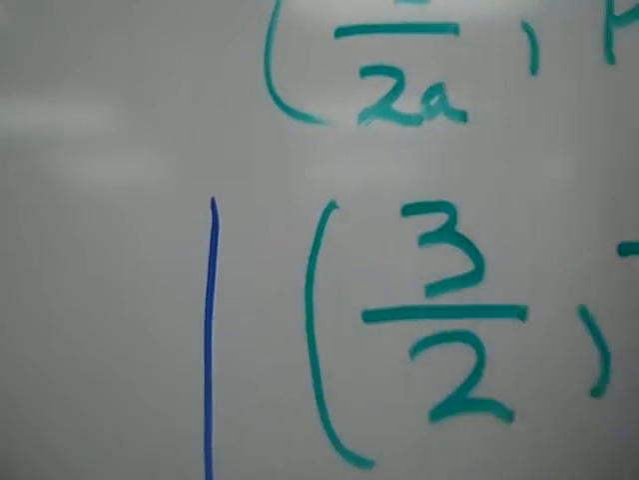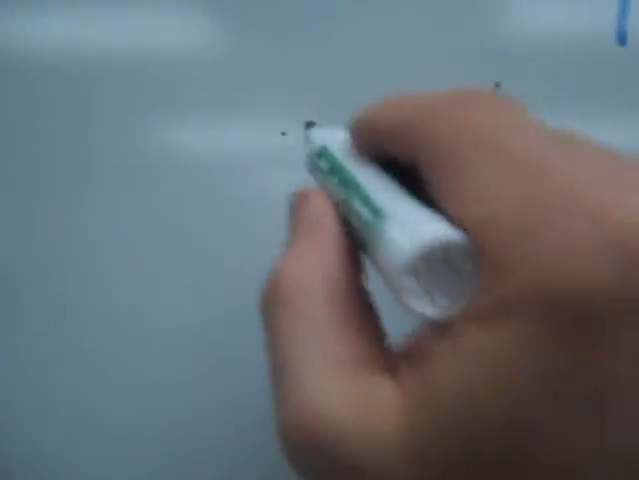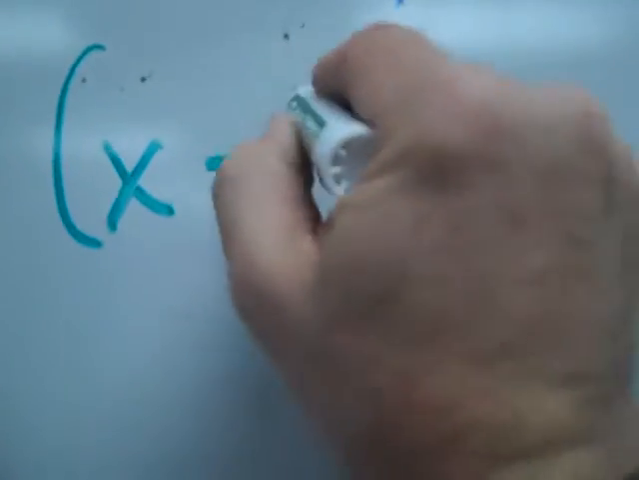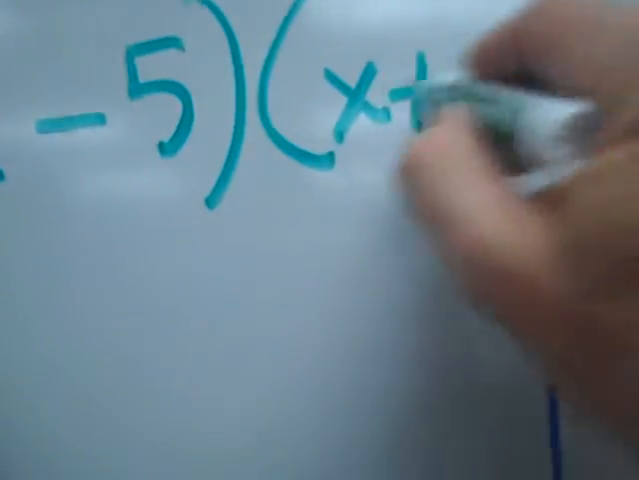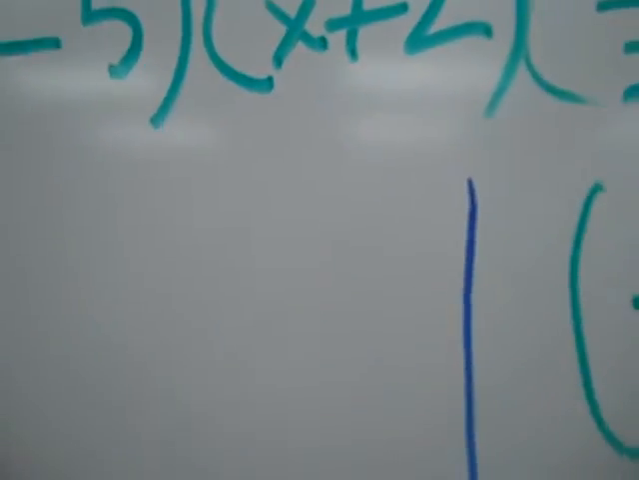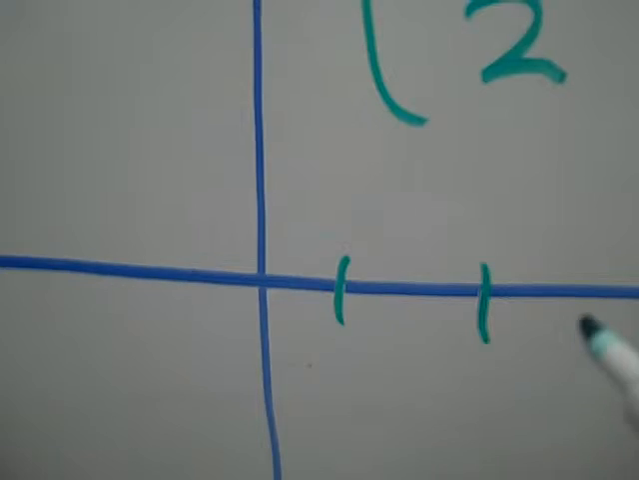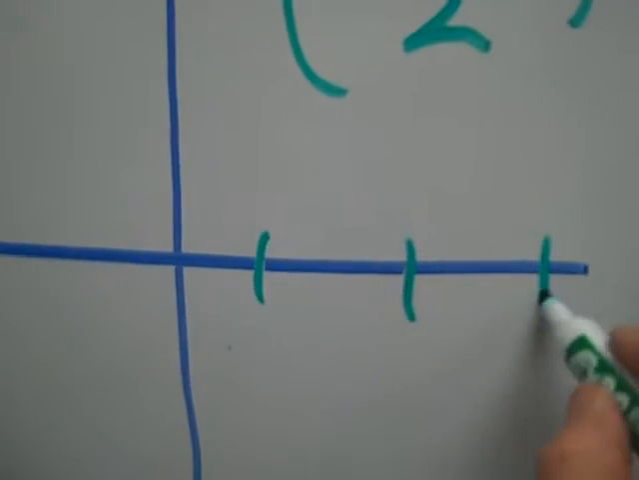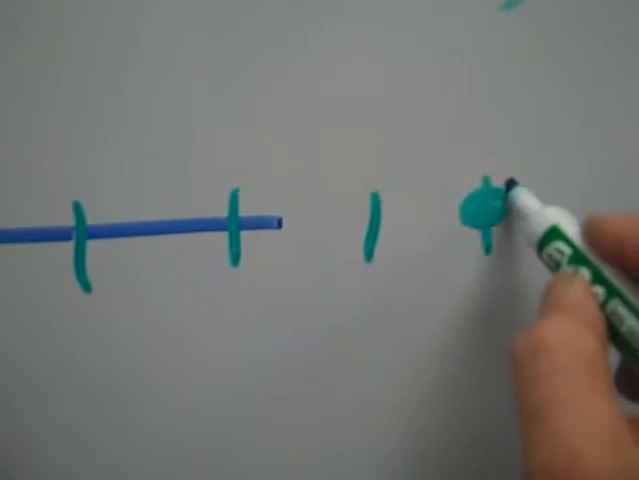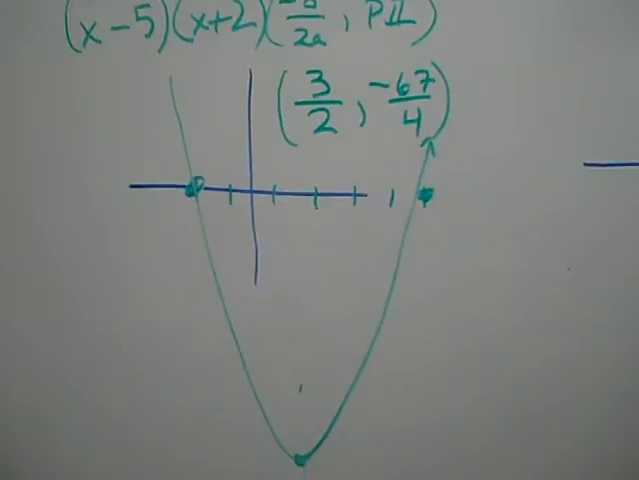The other thing I recognize is that this factors into x minus 5 and x plus 2. That tells me where it's going to cross my horizontal axis. So those would be at 5 and negative 2. So here's a picture of my parabola. That's outstanding. Pretty well done.